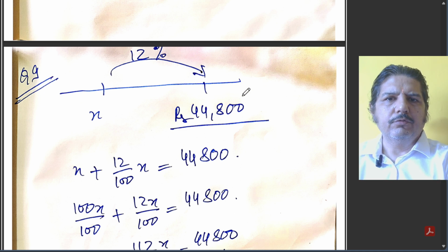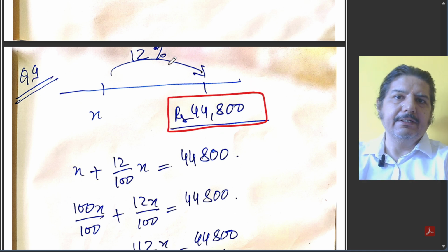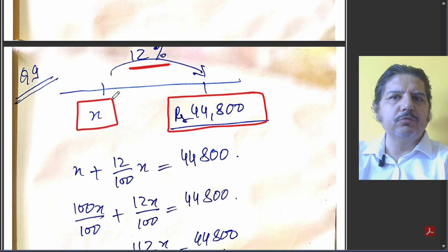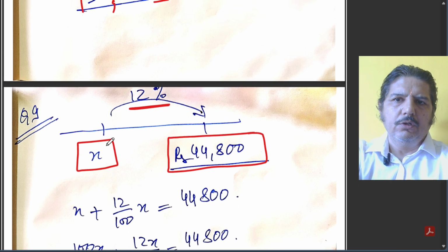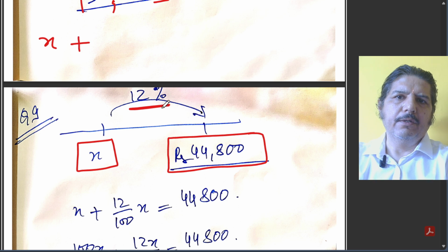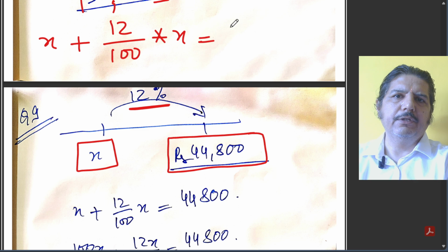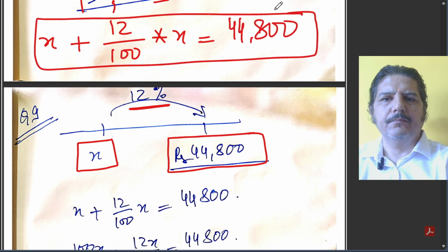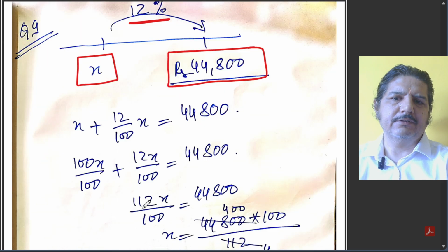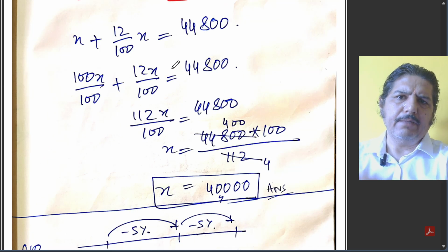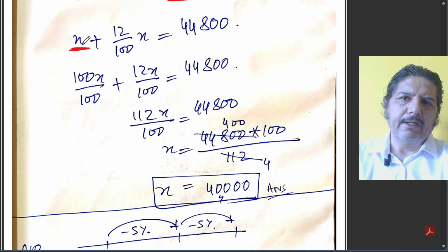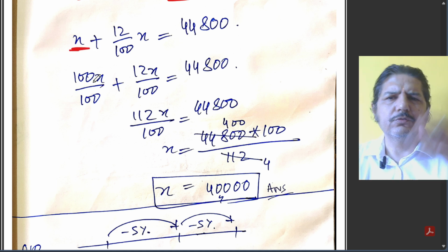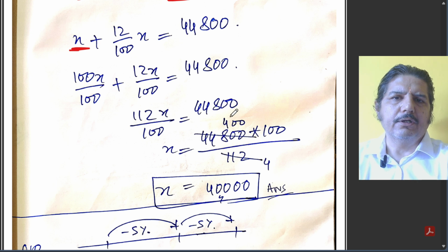So 44,800 is the salary which is after an increase of 12%. So I assume that the original is X. So X, the original, plus the increase, which will be 12% multiplied by X, would be equal to 44,800. I'll have to calculate for this. So X plus 12X upon 100 is equal to 44,800. And as we have been discussing before, I write X as 100x upon 100 just to make it easier. So 112x upon 100, and I calculate for X. So this is my final answer. So this will be 40,000.